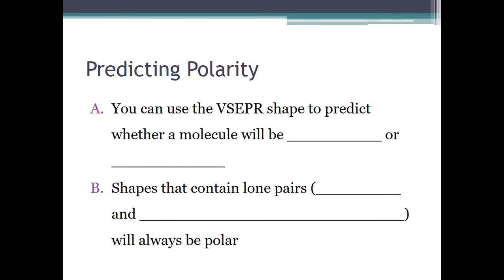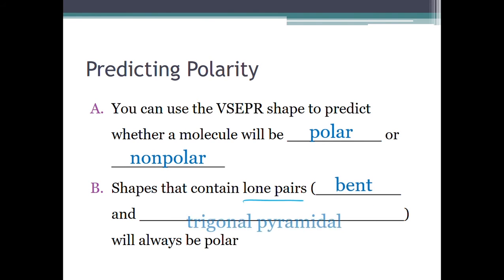We learned about polarity in the last video, and you can actually use VSEPR as a shortcut to predict whether a molecule will be polar or nonpolar, because there are certain shapes that will always be polar. These are the shapes that contain lone pairs. So your bent and trigonal pyramidal shapes will always be polar.